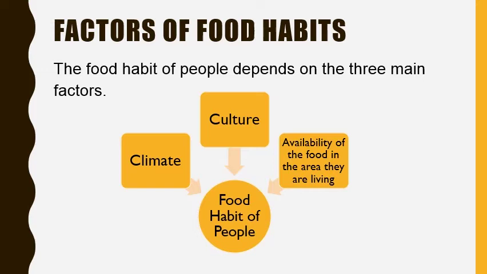Availability of food in the area they are living: in coastal areas, people depend on seafood as availability of seafood is more there. In the same way, in the southern part of India, we find people cooking food using coconut oil as plenty of coconut trees are available.